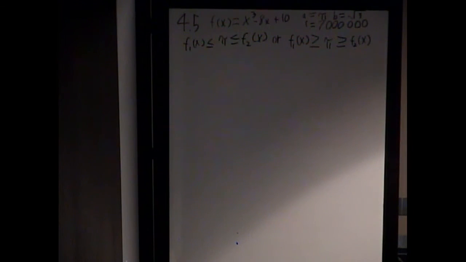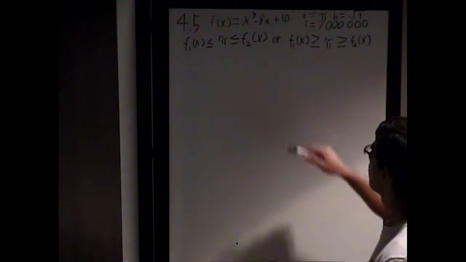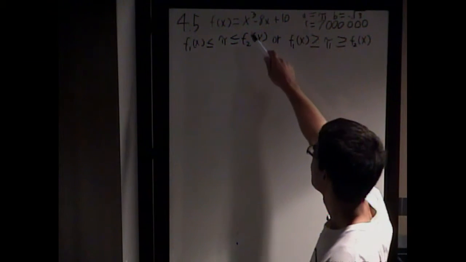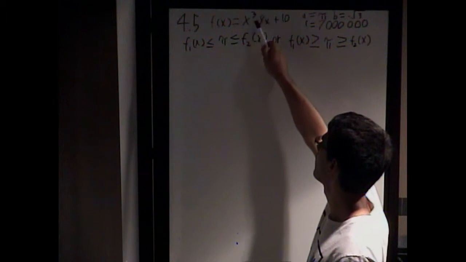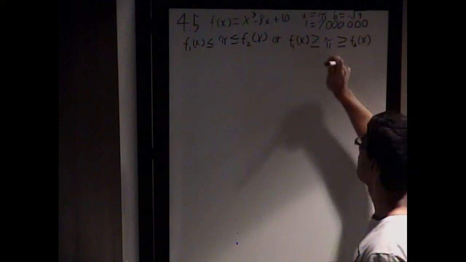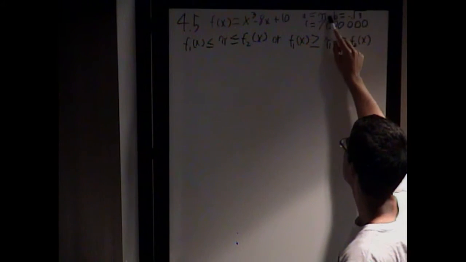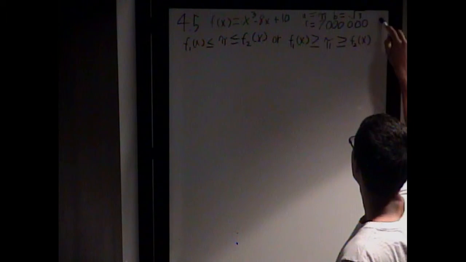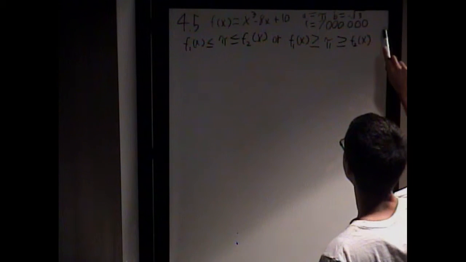My name is Christian Hirana, and I'm going to be solving the proof that the derivative of x to the third power minus 8x plus 10 goes through pi, negative square root of 3, and 7 million.